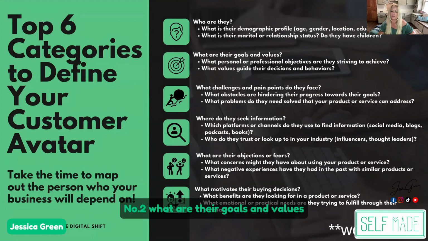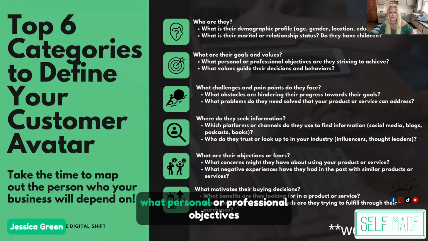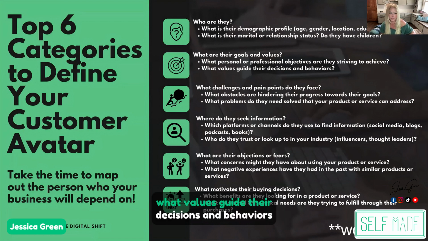Number 2, what are their goals and values? What personal or professional objectives are they striving to achieve? What values guide their decisions and behaviors? This is going to be important when you're trying to figure out the problems and things that you can help them with so that you can serve them best.